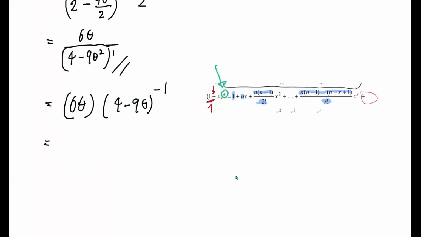Don't have. No. So what we need to do is factorization. 6 theta, you factor out a 4. 4 times 1 minus 9 over 4 theta, like this. Then power negative 1. Maybe I'll use square brackets. Is it clear?